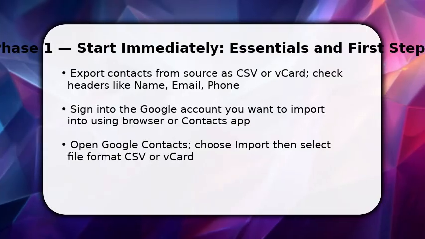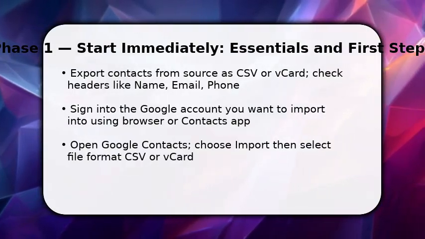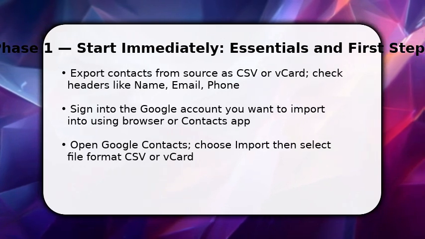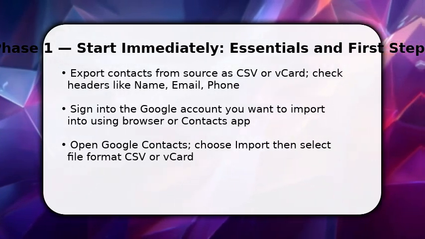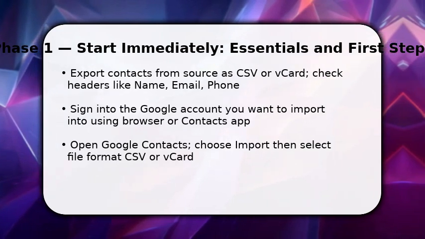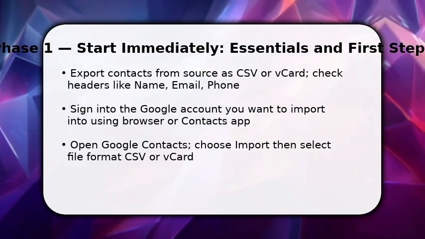Enjoy the video. You'll start by preparing the file and signing into Google. Export your contacts from the original app as CSV or vCard and confirm headers match Google's columns: name, email, phone.